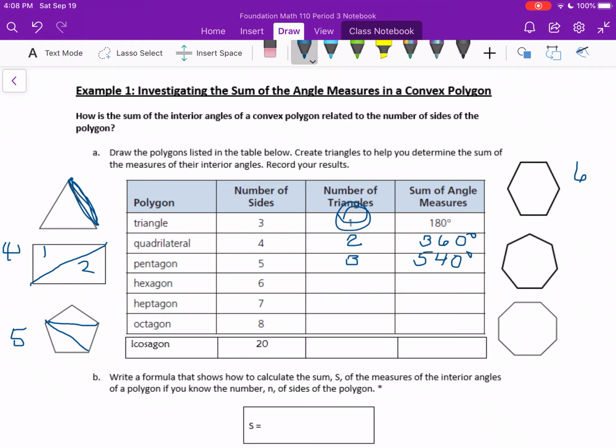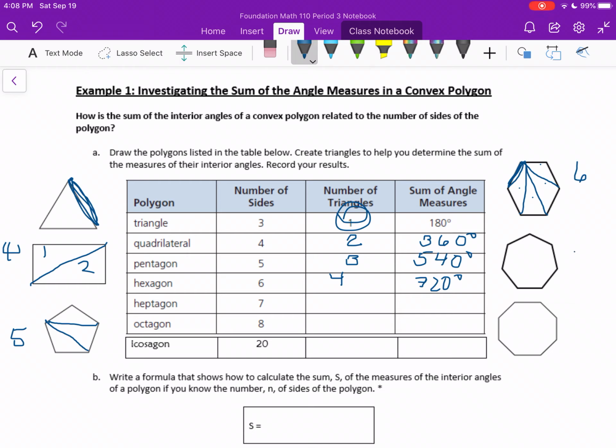All right. Our next one, our 6-sided figure, is our hexagon. So that one's up here. So again, I'm going to start drawing diagonals. I'll start from this vertex, and I'll go to that one. I'll go to that vertex. I will go to that vertex. And I can't go to that vertex, right? So I've got 1, 2, 3, 4 triangles inside a hexagon. And 4 times 180 is 720 degrees.